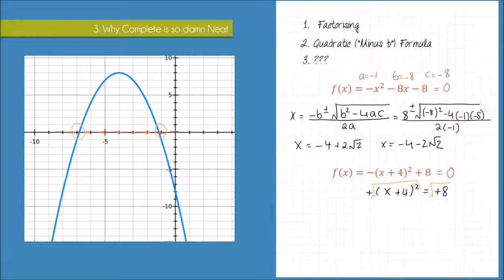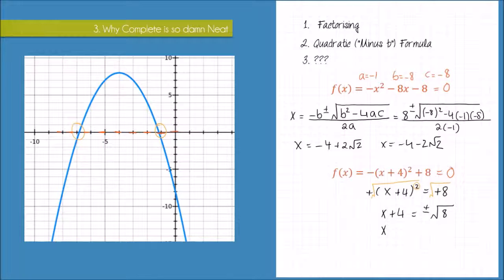What does that leave us with? x plus 4 on the left is equal to plus or minus the square root of 8. The reason we have that plus or minus there is because when you square a negative or positive number, you will always get a positive answer. So if we had minus root 8 squared, we would still get plus 8. So we need to take account of those two possible solutions.